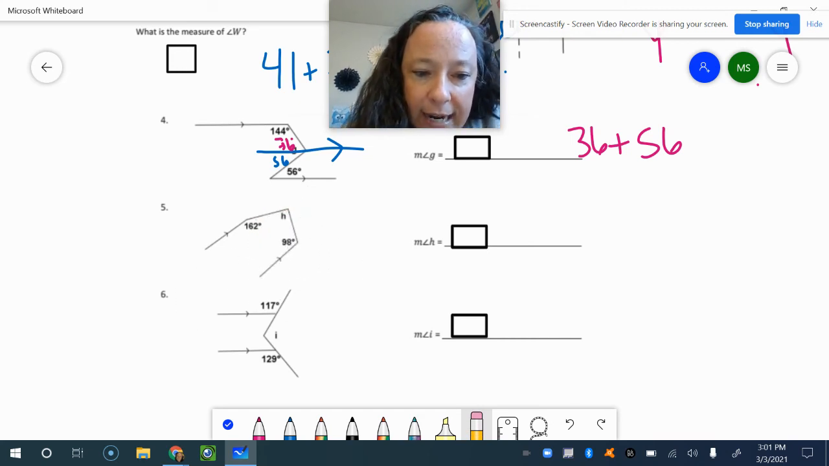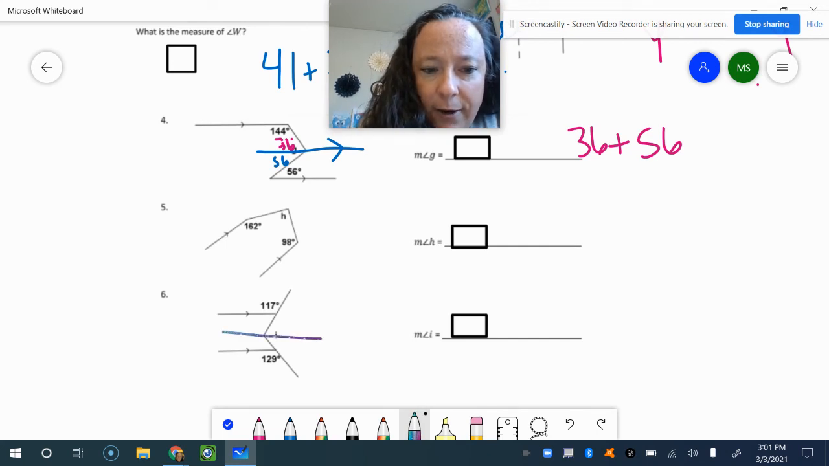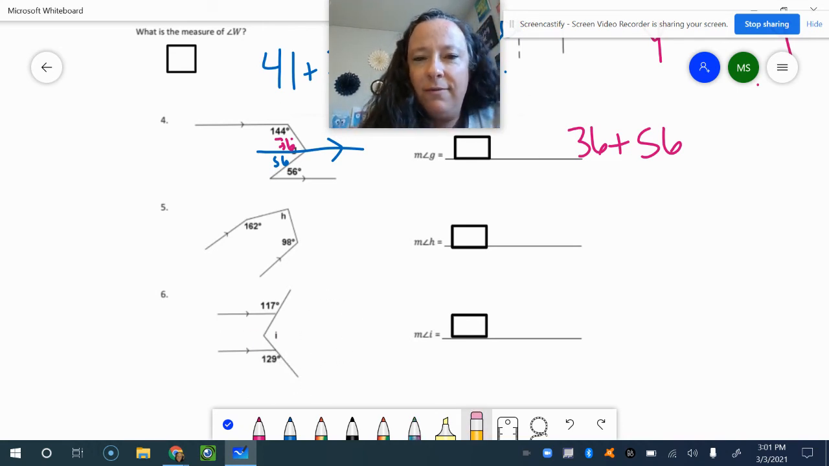Now, in number 6, same thing. You would draw an auxiliary line right here. Now that's 129. So I have to do some work to find this one and so forth. But that's all I really want to say. I think you guys can figure it out. I want you to try to figure it out.